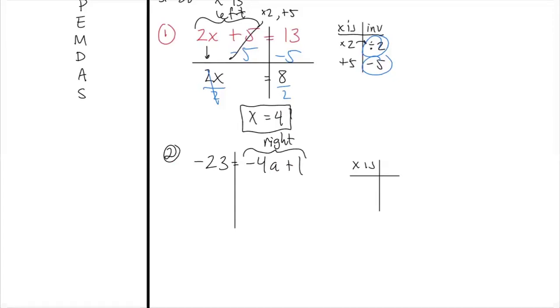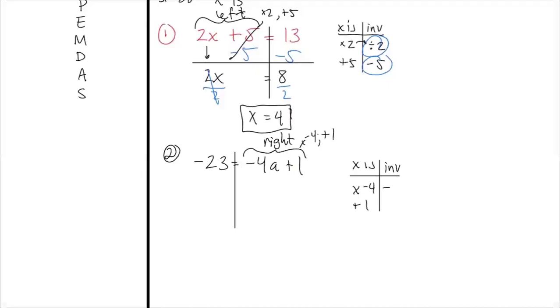I'm going to look at what's happening. So with a, I am multiplying it by negative 4. So there's a times by negative 4. And there is a plus 1. Well, I know times goes first. So I'm going to times it by negative 4, and then I'm going to plus 1. Times by negative 4 plus 1. So to solve it, I'm going to do the inverse in reverse.